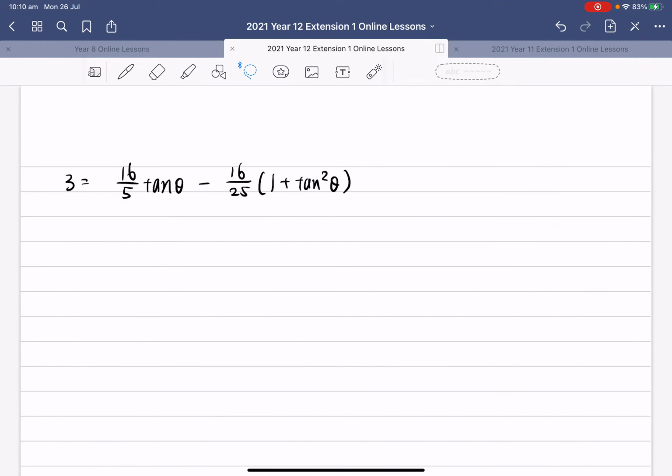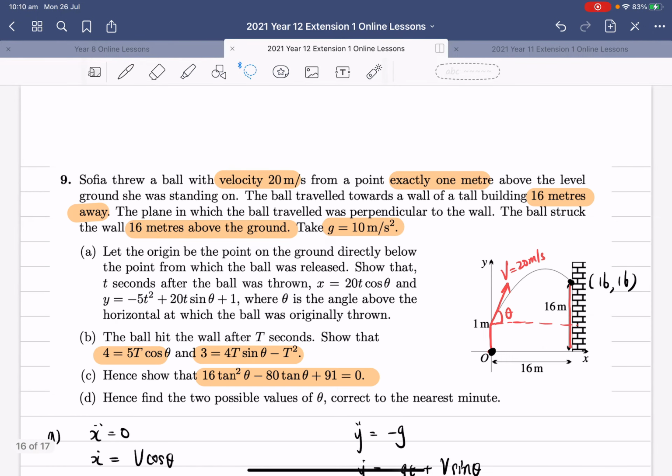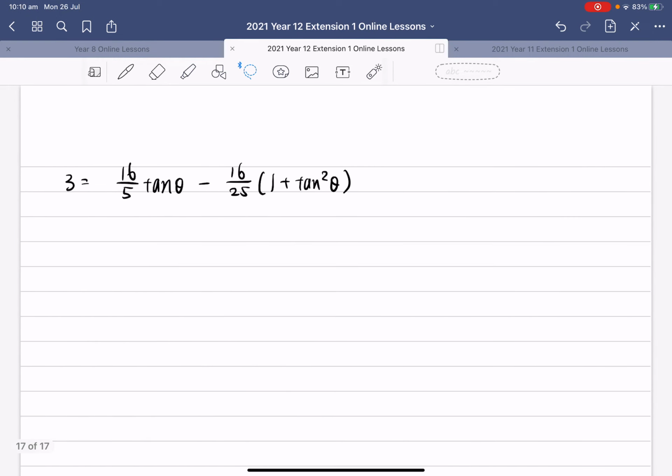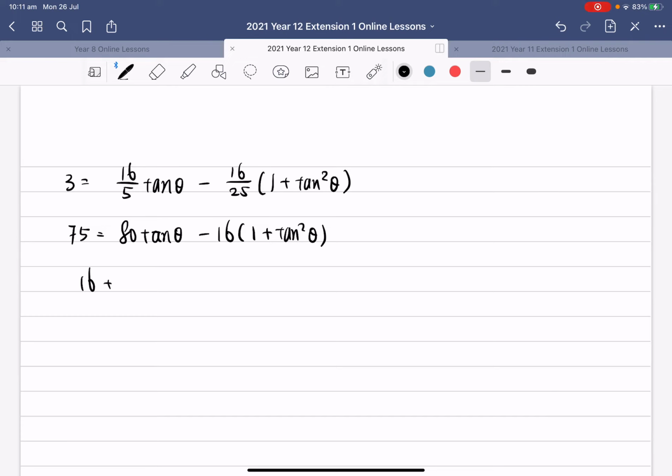I want to just simply times everything by 25. So we get 75, is that 25 times 3? Yeah, 75 is equal to, nope, that's not 32, that's equal to 80 tangent theta minus 16 times 1 plus tangent squared theta. All right, let's move everything to the left-hand side.